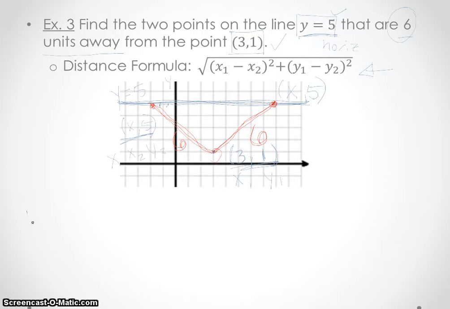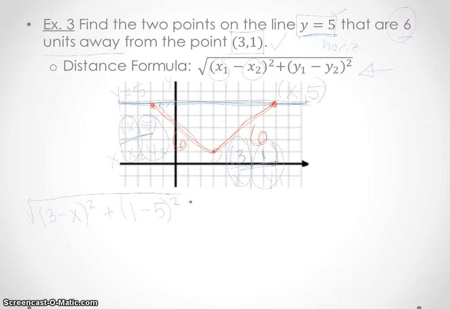Okay, so let's go ahead and set it up. So we have the square root of x1, we've already deemed as 3. So we have 3 minus our x2. X2, we don't really know. We're just going to put an x in there for now, because that's what we're trying to find. And then we need our squared, and then we need plus. And here's our y's. Our y1 is 1. And then minus y2 is going to be 5. And like I said, it doesn't matter which point I use, because these are going to be the same for now until we find our x. So y2 we know is going to be 5.